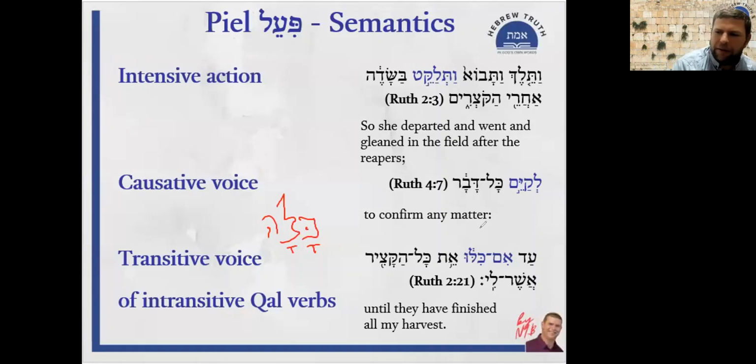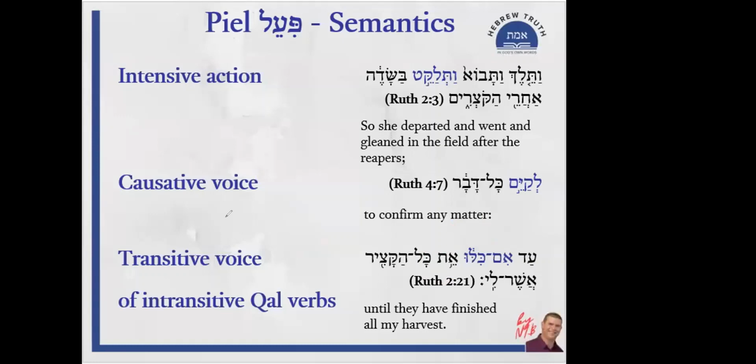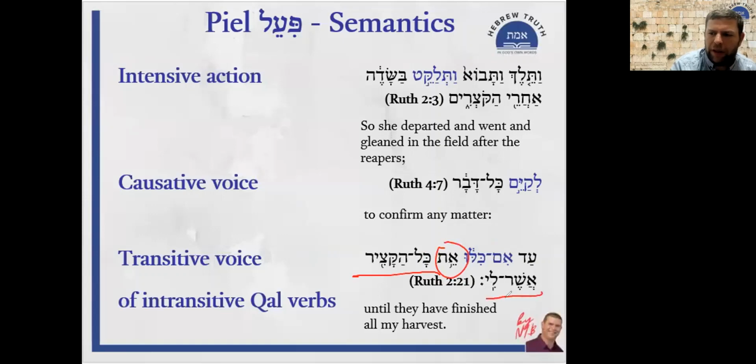Et is a very common word, almost 12,000 times in the Bible. And usually it indicates that the following element is the direct object of the verb. We have it twice in the first verse of the Bible: Bereshit bara Elohim et hashamayim ve'et ha'aretz. So we've got et kol hakatzir asher li. The verb kilu here is transitive, whereas the kal would be intransitive.